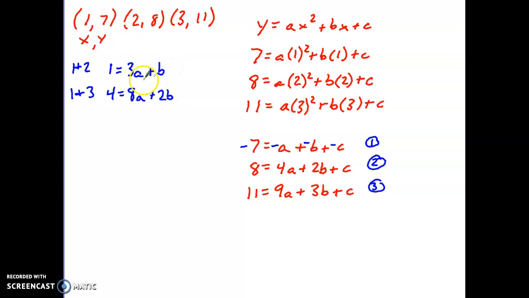Now I need to solve for one of the other ones, and it should be apparent that b will be easier to get rid of here because we can just multiply the top equation by a negative 2. So if I multiply that top equation by negative 2, I get negative 2 equals negative 6a minus 2b.